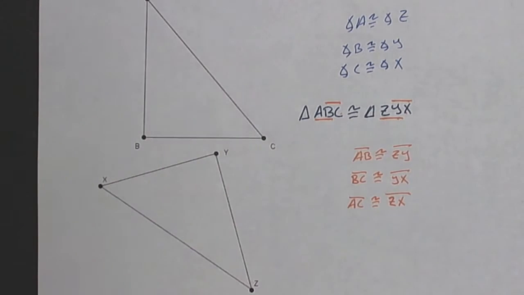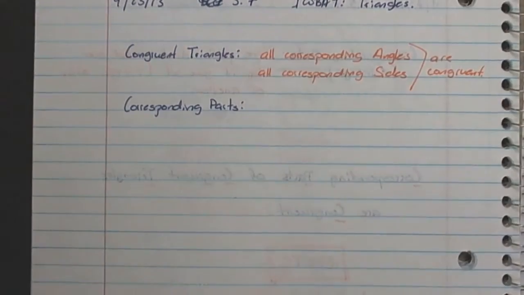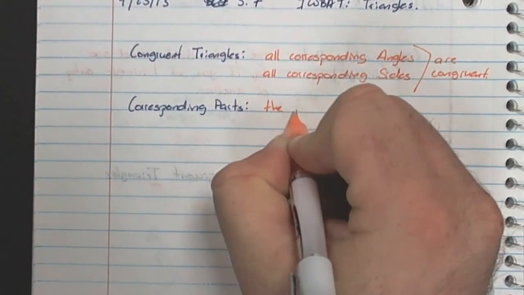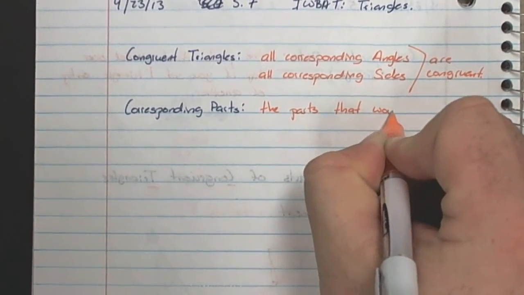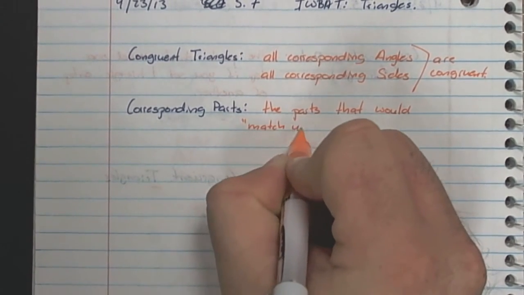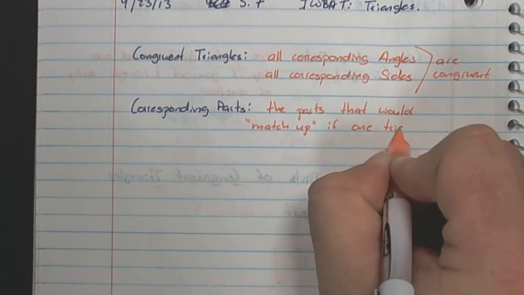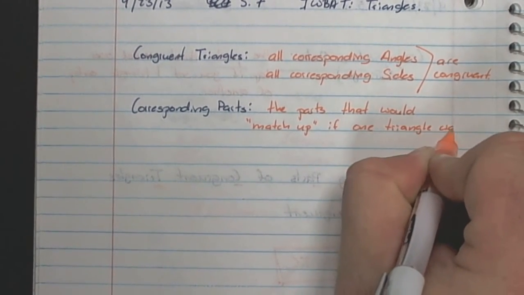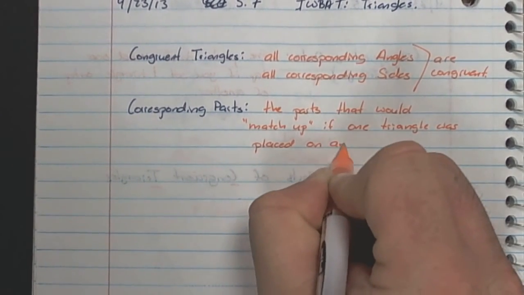So, again, let's go back to our congruent triangles, our vocab. Corresponding parts are the parts that would match up if one triangle was placed on another.